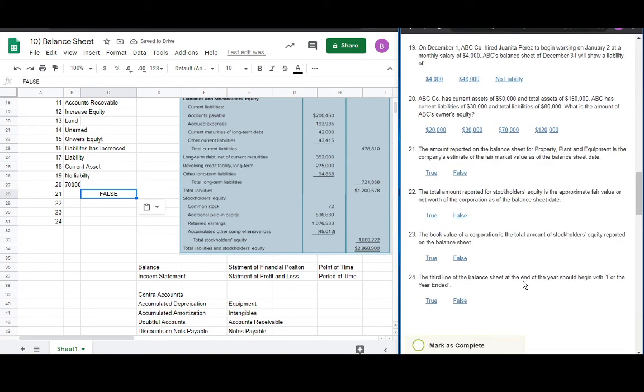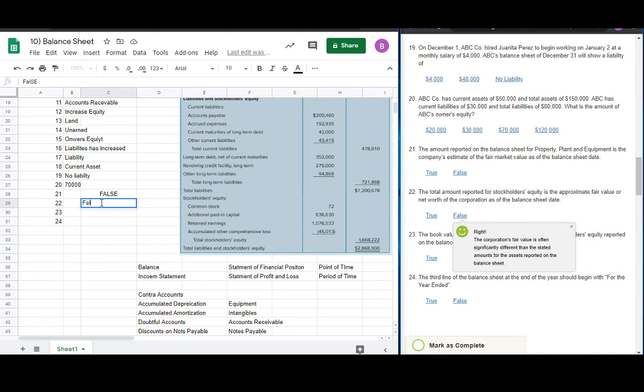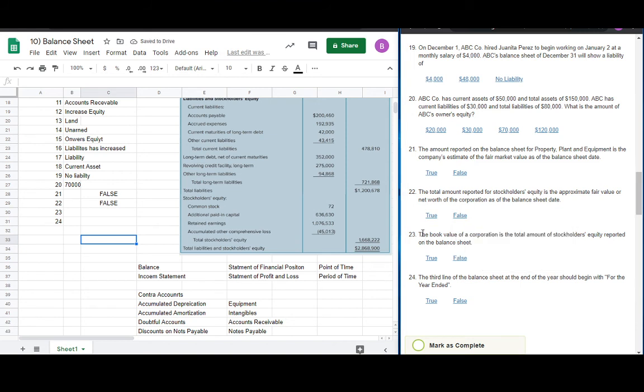Number 22, the total amount reported for stockholders' equity is the approximate fair value or the net worth of the corporation as of the balance sheet date. This is false because the answer is book value. Number 30, the book value of the corporation is the total amount of stockholders' equity reported on the balance sheet. It is true.